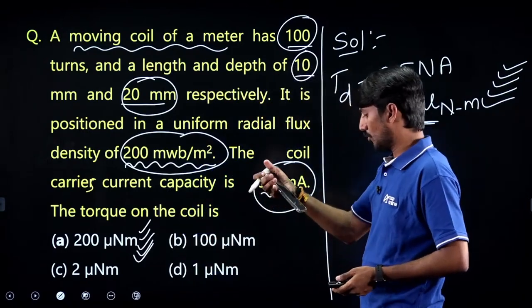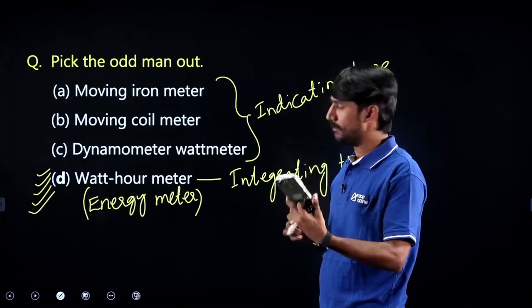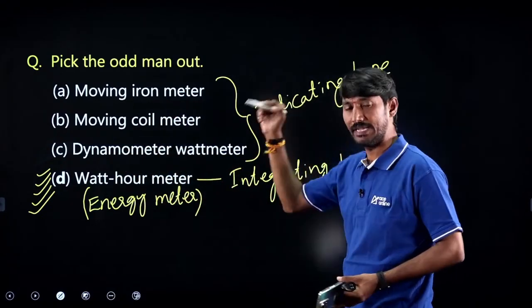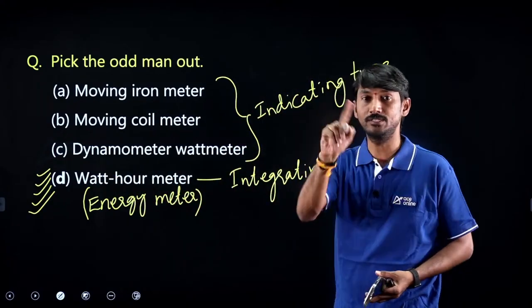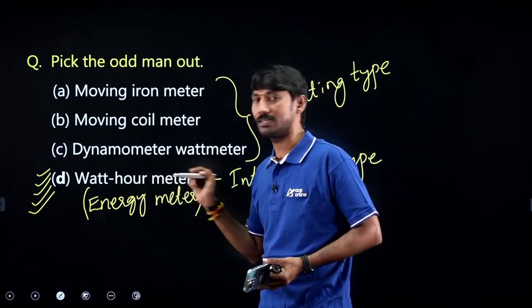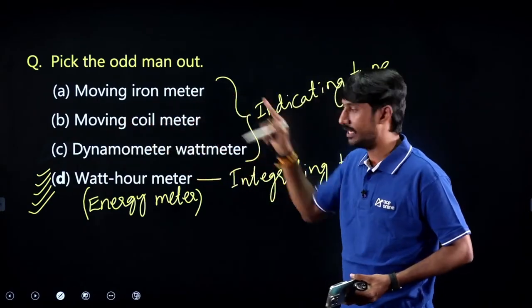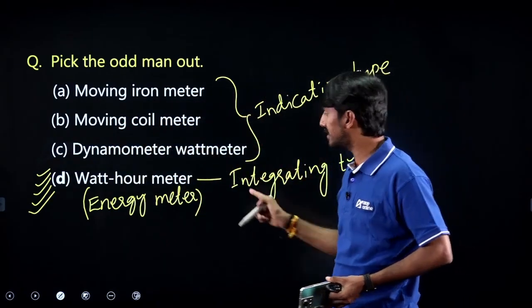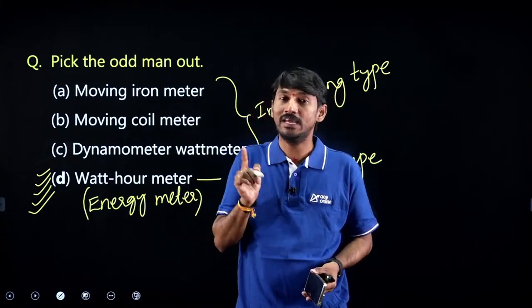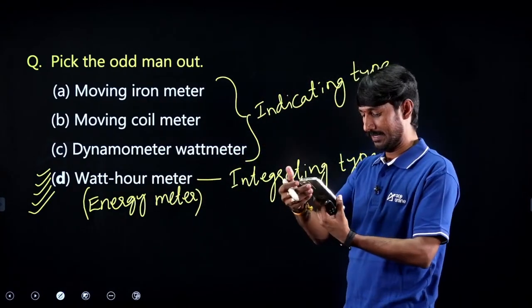Right, I am going back to the previous question because one student is asking about it. Moving iron is AC and DC, and the dynamometer type wattmeter is AC and DC. But the watt hour meter means induction type, and the induction type principle is only for AC. Moving coil is only DC, dynamometer wattmeter is AC-DC, but the energy meter is only AC, not AC-DC. Is it clear?